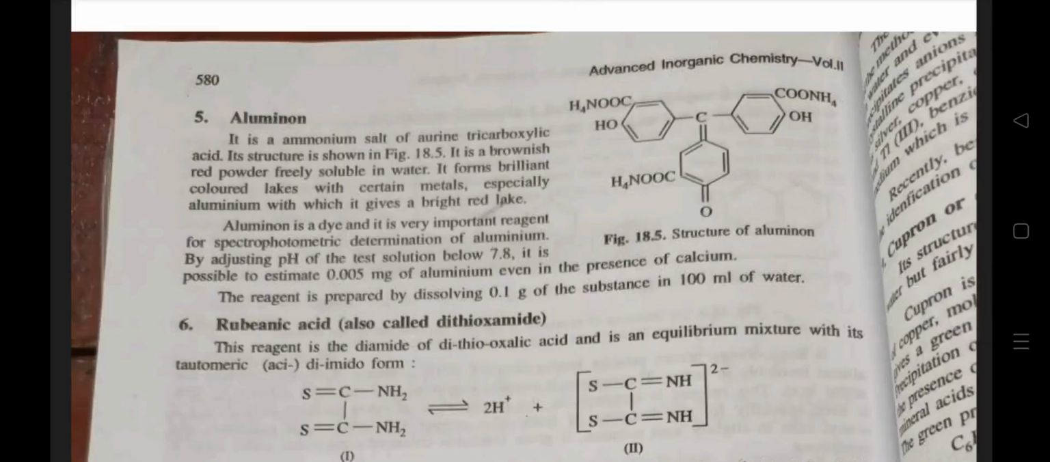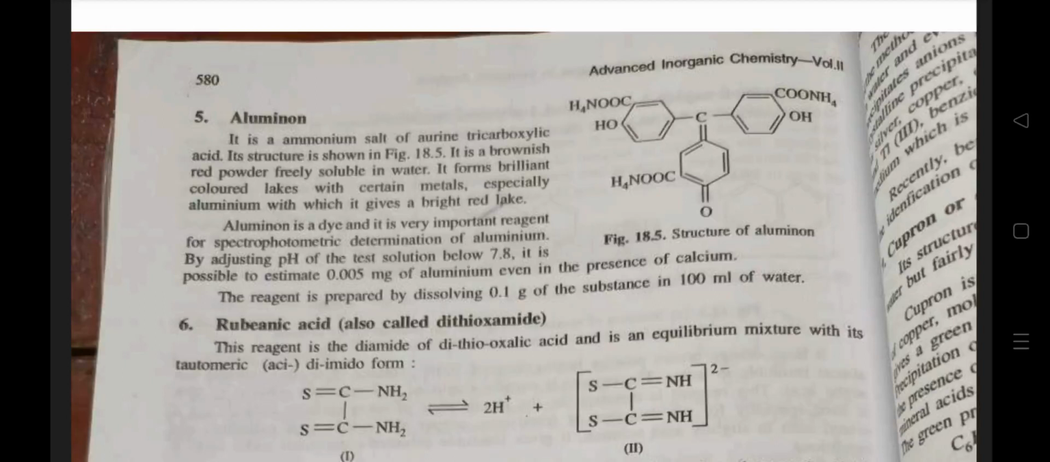Aluminon. It is the aluminium salt of aurin tricarboxylic acid. Its structure is shown in the given figure. It is a brownish red powder freely soluble in water. It forms brilliantly colored lakes with certain metals, especially aluminium, with which it gives a bright red lake. Aluminon is a dye and a very important reagent for the spectrophotometric determination of aluminium.